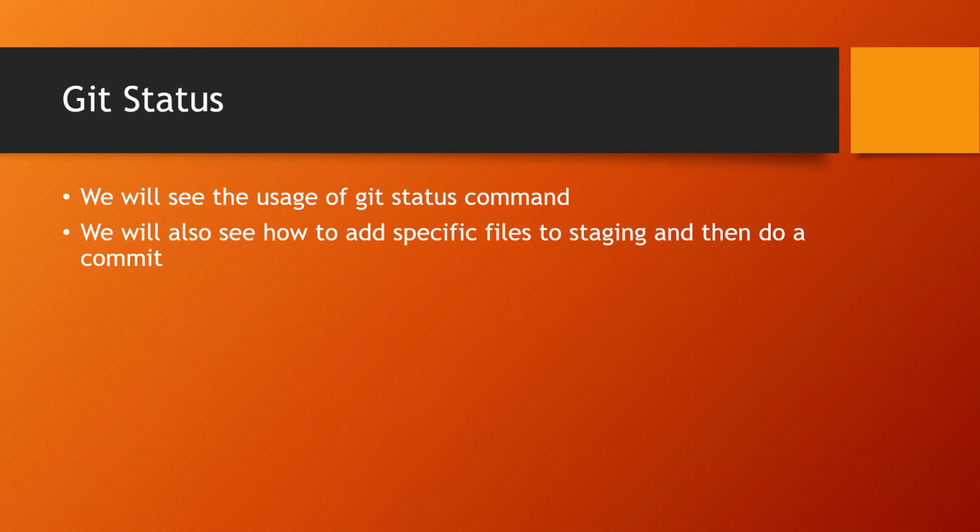In this one, we'll be exploring git status. We'll see what exactly it is used for. We'll also see how to add specific files to the staging environment and then do a commit. So let's go ahead and first of all check what exactly git status is all about.